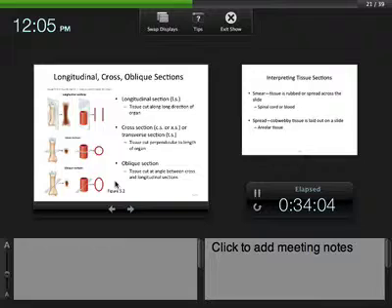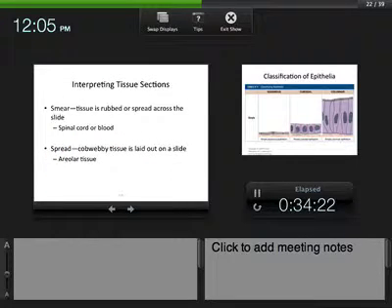And here's another example. A longitudinal slice of a tube is going to give you two lines, whereas a cross section will give you a tube, and an oblique section will give you an oval. So this should all be pretty easy to understand.